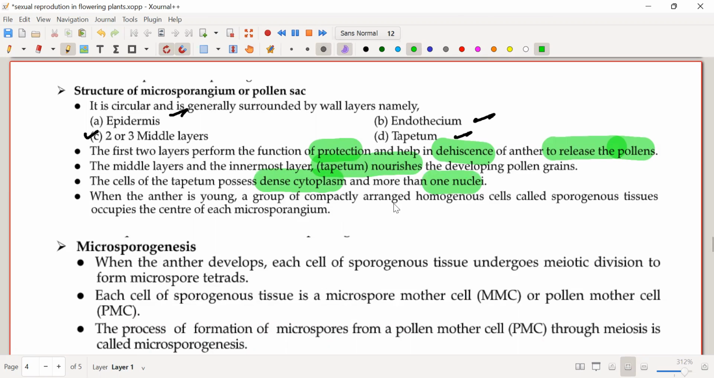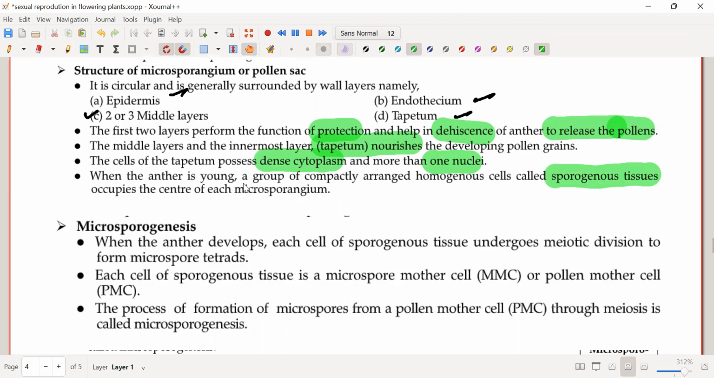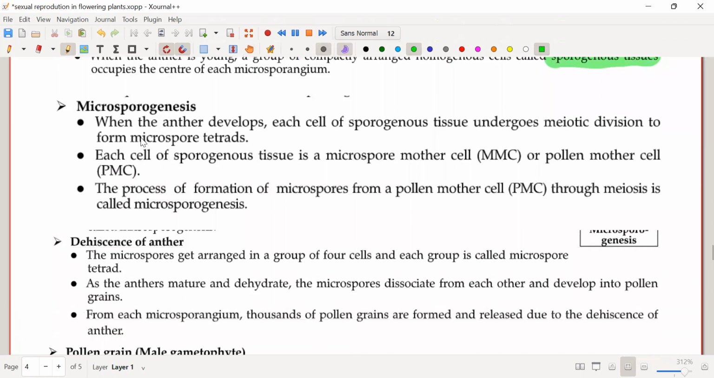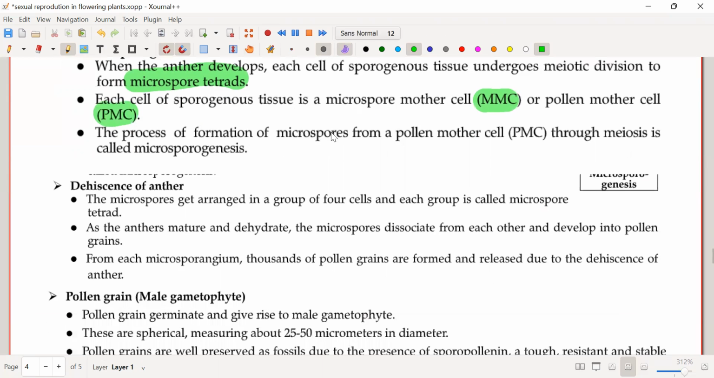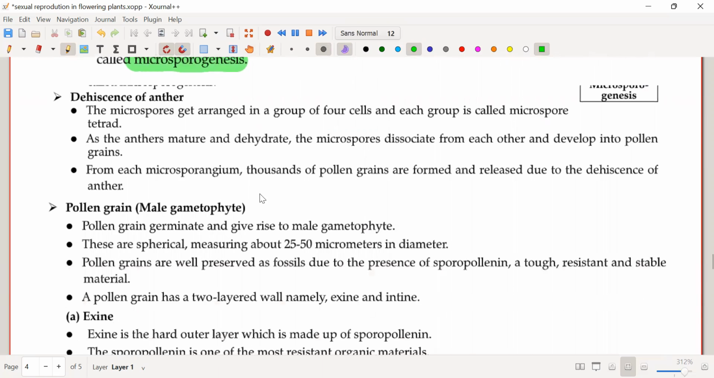When the anther is young, a group of compactly arranged homogeneous cells called sporangious tissue occupies the center of each sporangium. Microsporogenesis. When the anthers develop, each cell of sporangious tissue undergoes meiotic division to form microspore tetrad. Each cell of sporangious tissue is a microspore mother cell, MMC, or pollen mother cell, PMC. The process of formation of microspore from pollen mother cell through meiosis is called microsporogenesis.